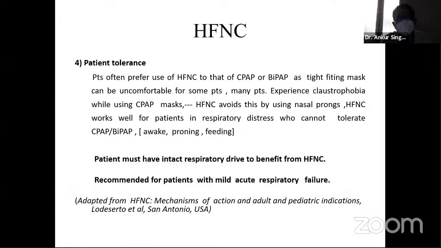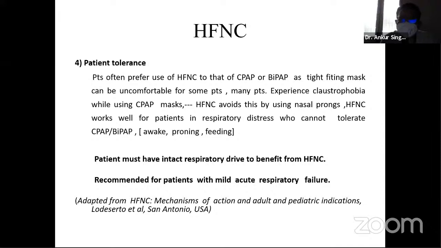The most important parameter is tolerance, patient tolerance. Is your patient tolerating the HFNC, BiPAP, CPAP? Because if the patient is not tolerating all these respiratory devices, that is an indication for putting the child on invasive ventilation. So patient intolerance is very important to see. And what are the advantages of these devices? The child will be awake. We can also practice proning. If the child is a bit older, more than 10 years, 12 years, we can start feeding. So these are advantages of non-invasive ventilation.